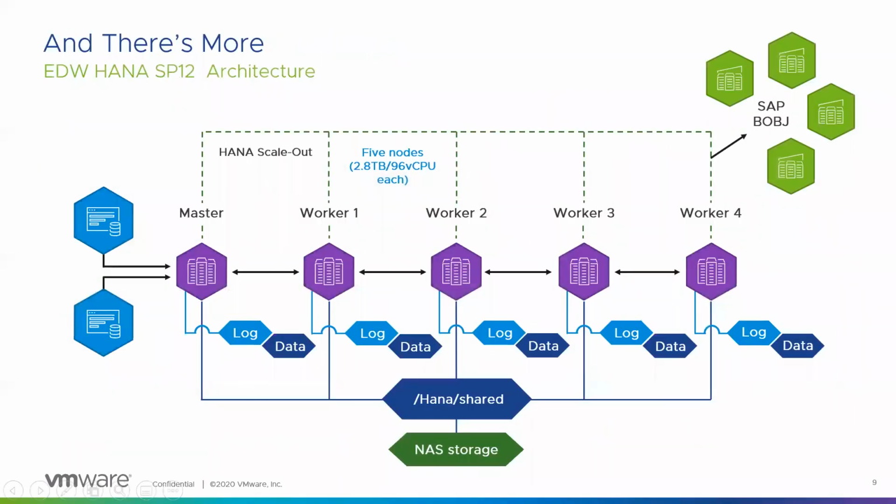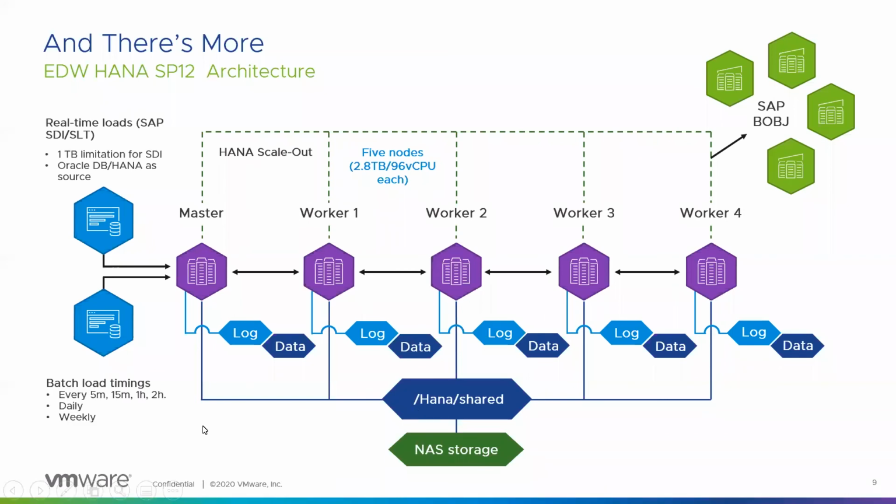We also have this EDW HANA real-time reporting environment I mentioned earlier, right? This is a HANA scale-out cluster. We have 1 master node and 4 worker nodes. Each node, we have 2.8 terabytes memory and 96 virtual CPUs. And they have their own log and data file system, and the binary is actually shared in NAS storage.